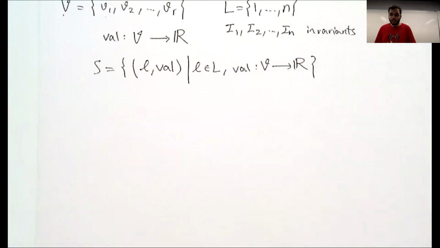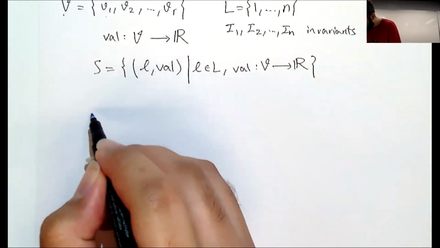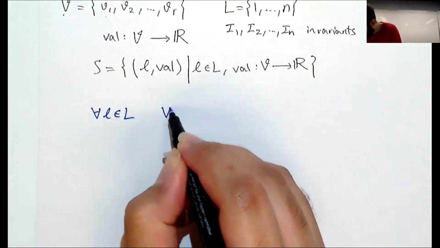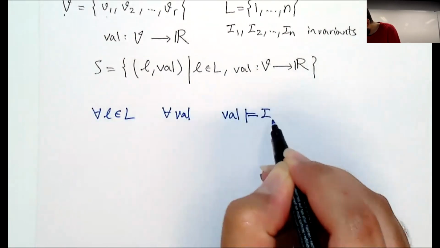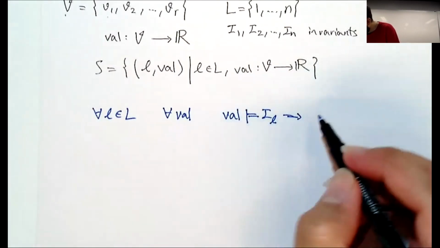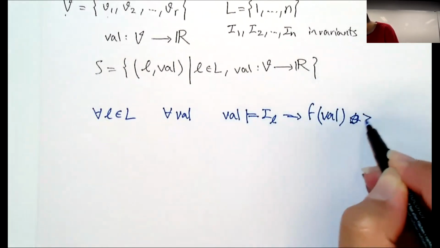Now, what are the conditions for a ranking function? Again, we just follow the definition. The definition of a ranking function was that it has to be non-negative at all times. So at every line of code, for every L, I have to say that for every valuation, if the valuation satisfies my invariant at that point of the program, then f of that valuation should be greater than or equal to 0.